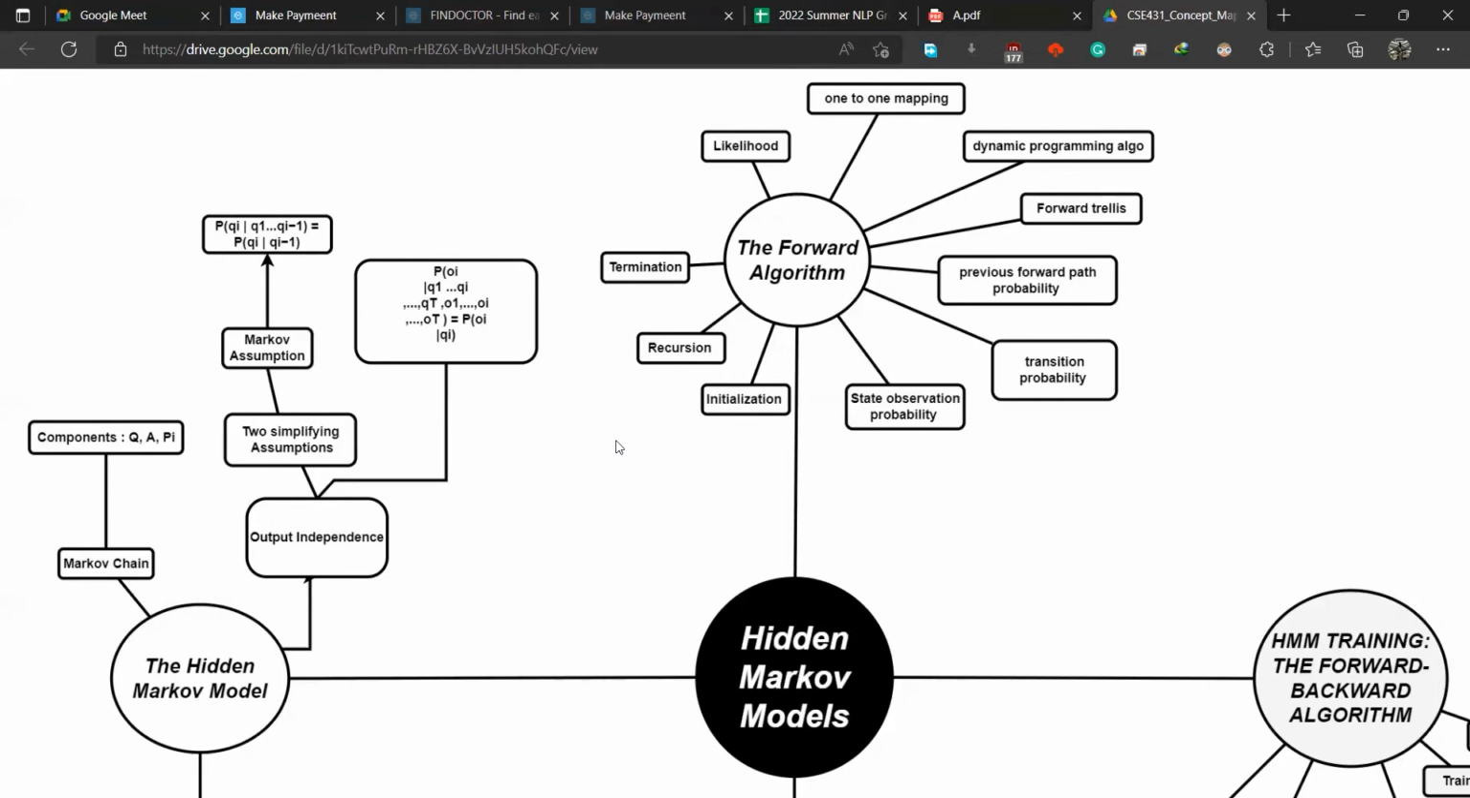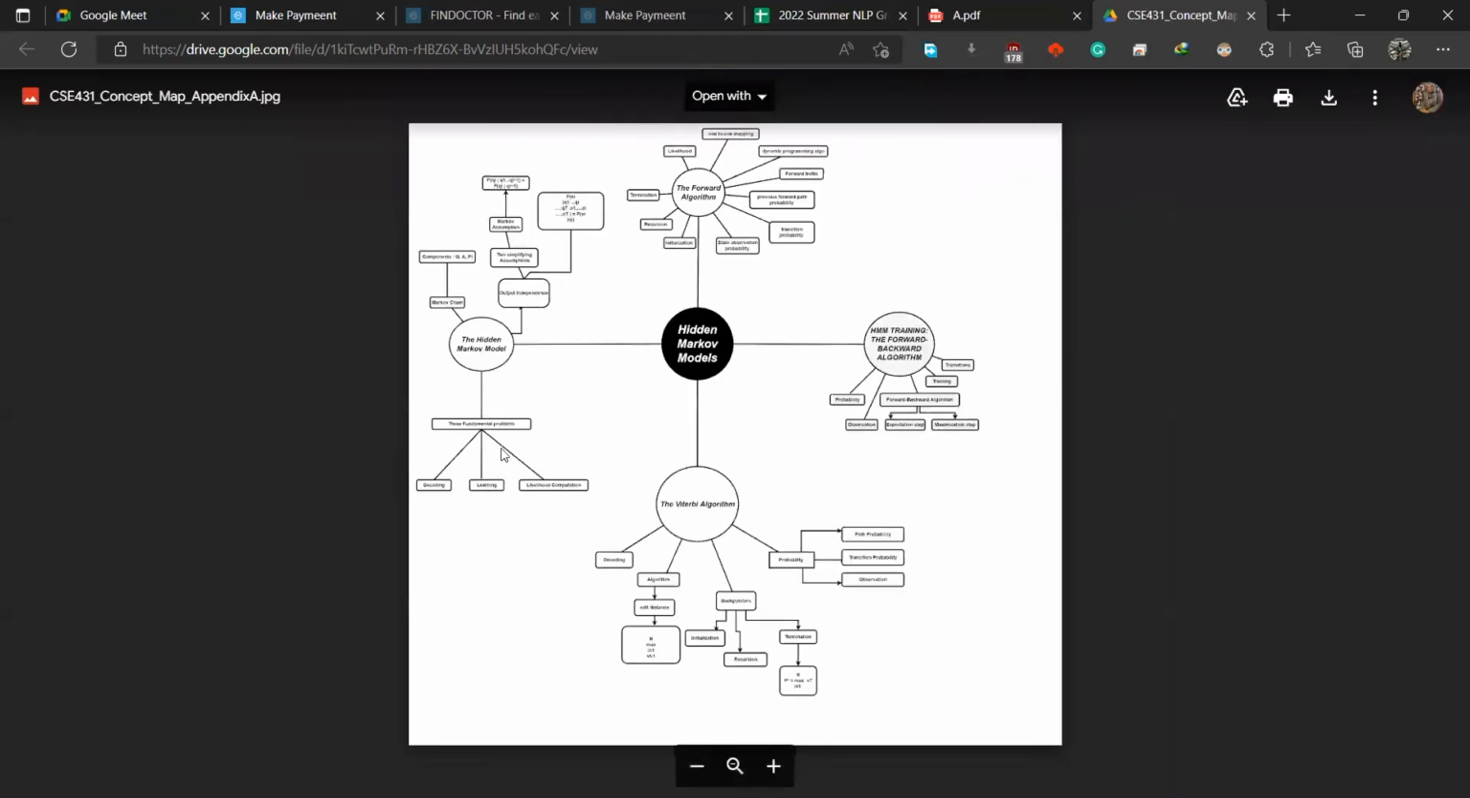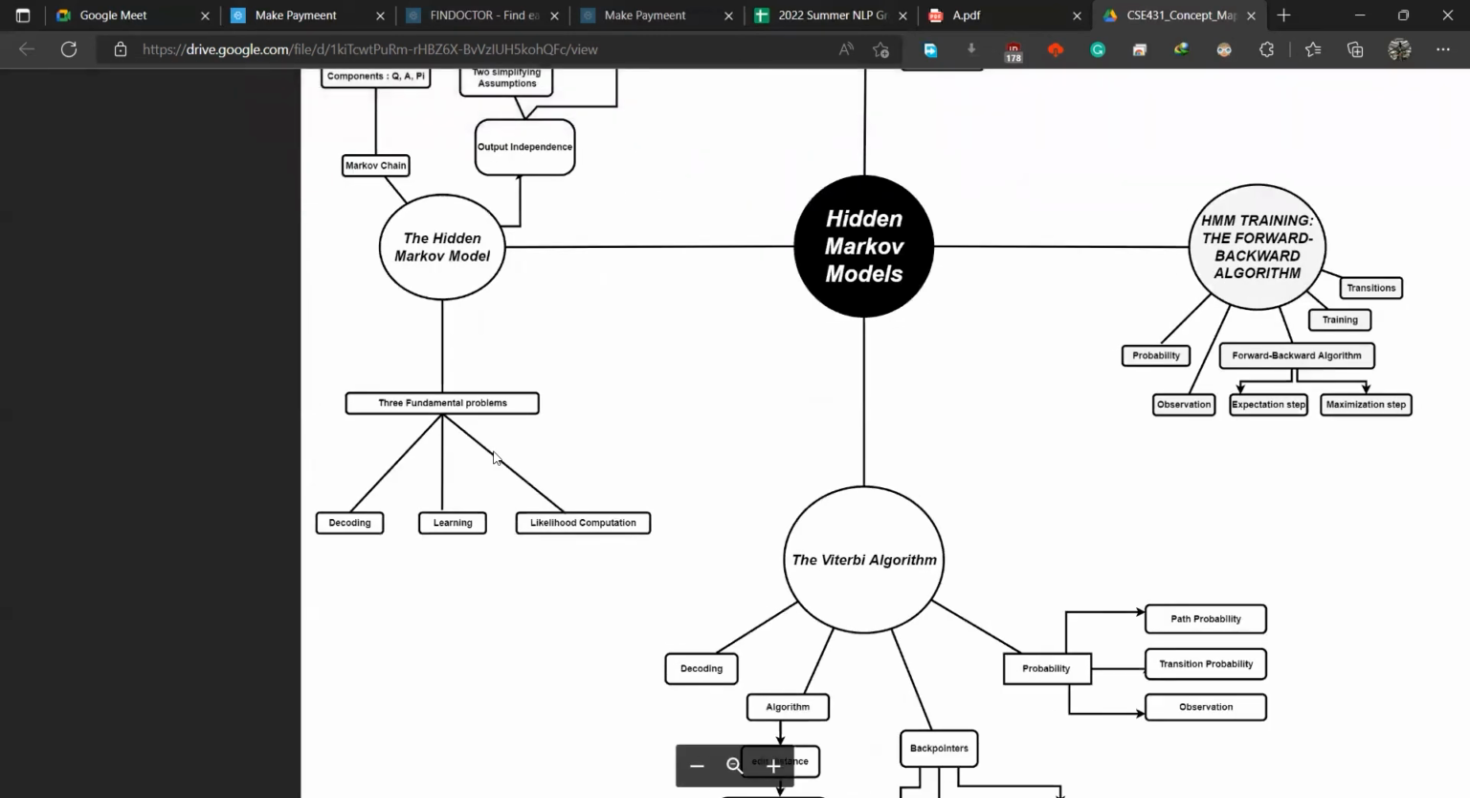Given the equation, the probability of the output observation Oi will depend only on the state that produced the observation, that is Qi. An idea has been introduced that the hidden Markov model should be characterized by three fundamental problems.